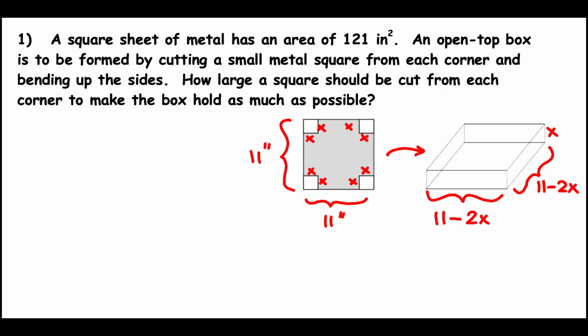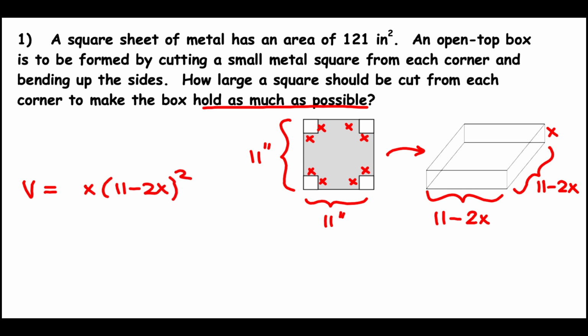You want to make the box hold as much as possible. What's that really mean? It means you want to maximize the volume. And to maximize volume, you better start with a volume formula. What's the volume of the box, or any box? Well, length times width times height, which in this case would be X times (11 minus 2X) squared.